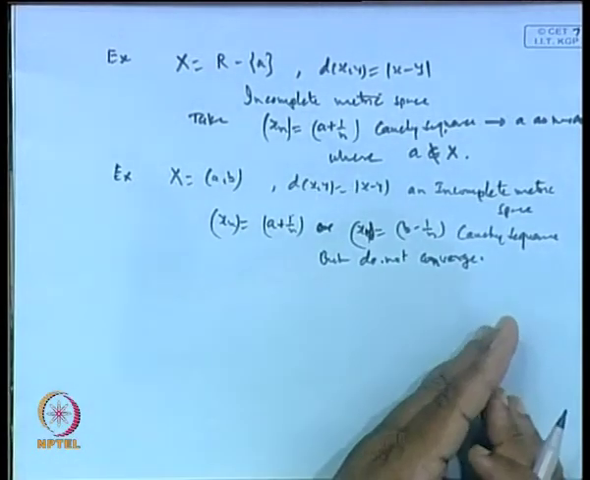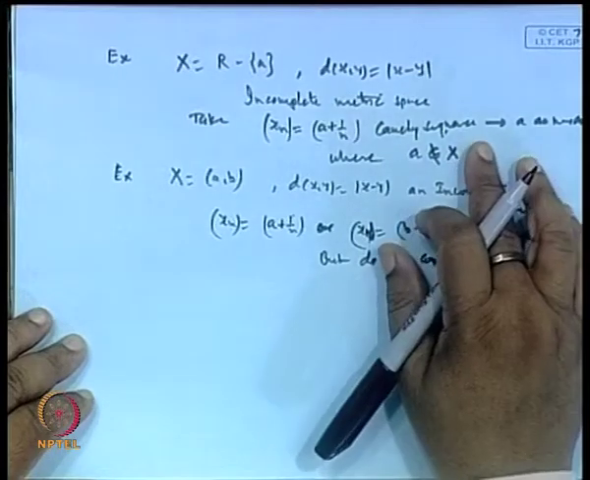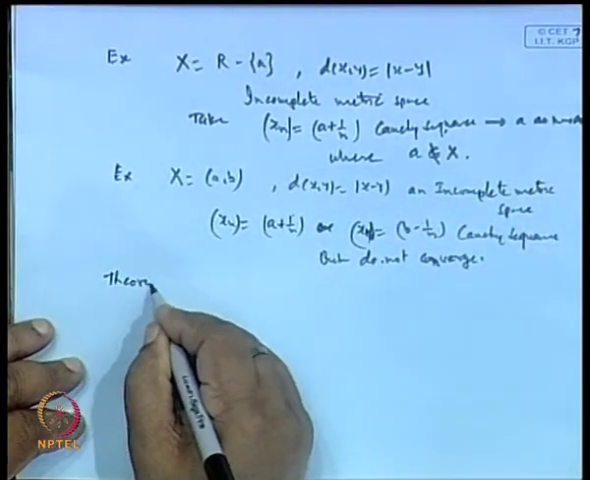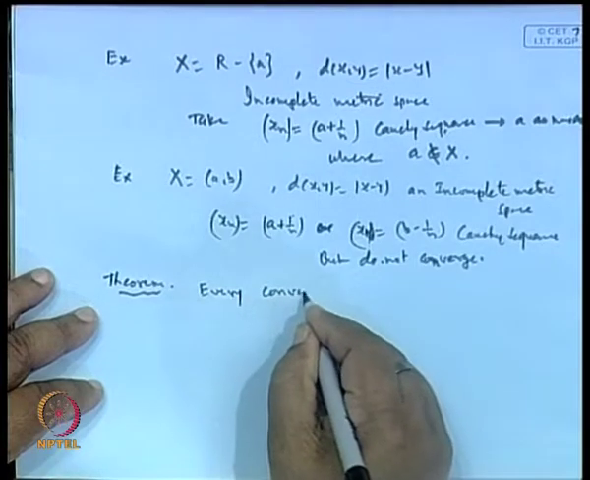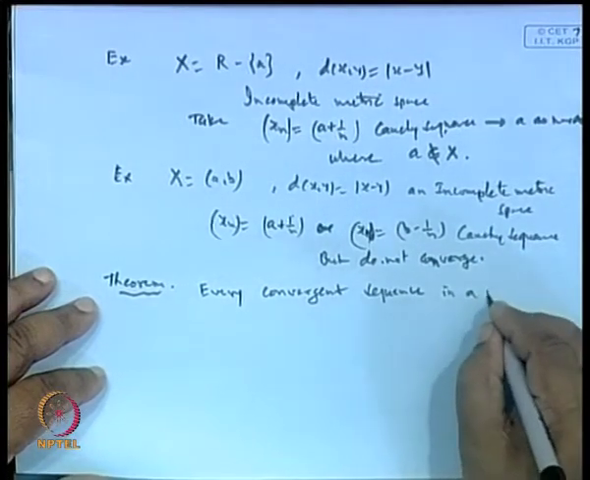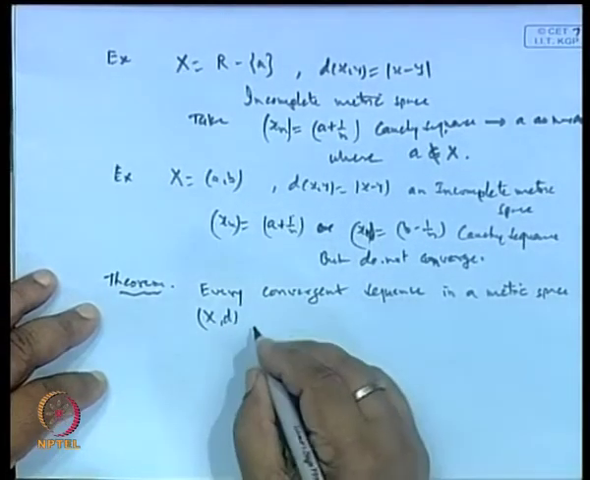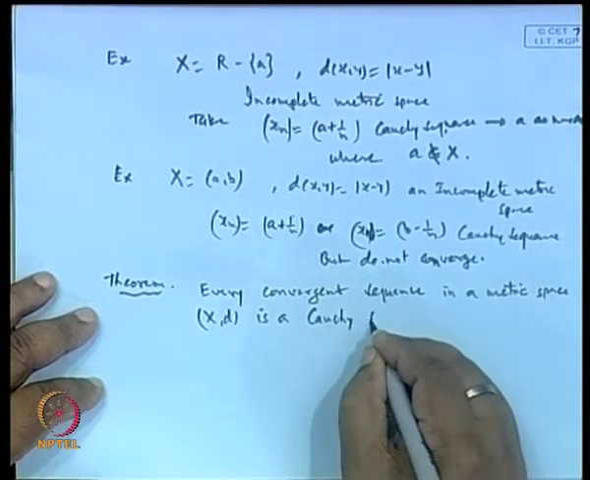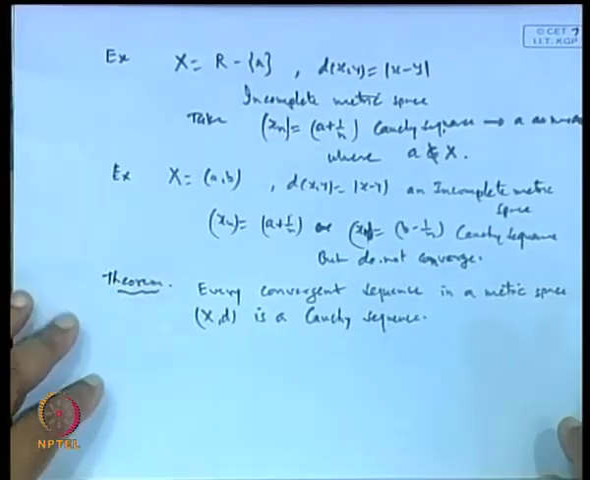Now, what is the relation between convergence and Cauchy sequences? Every convergent sequence is a Cauchy sequence, that we will show, and a Cauchy sequence need not be convergent. We have already seen by many examples where the sequences are Cauchy but not convergent. So, we have the result: every convergent sequence in a metric space (X, d) is a Cauchy sequence. The proof is very simple.